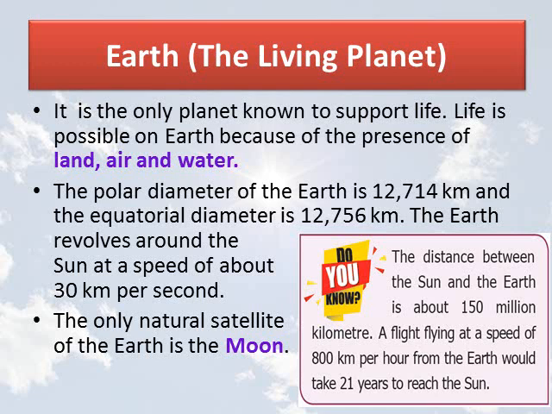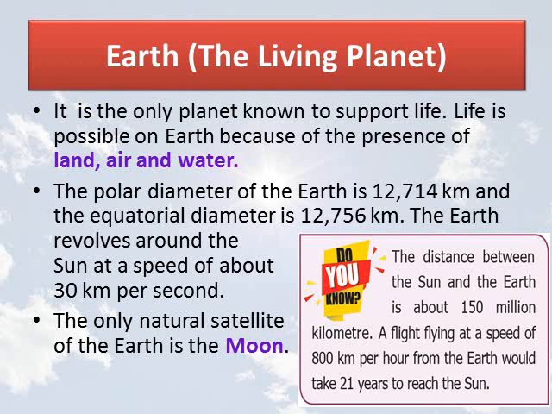Life is possible on Earth because of the presence of land, air, and water. You can find land, air, and water on Earth. Because of that, we can find life on the Earth's surface. Therefore, it is able to provide life.